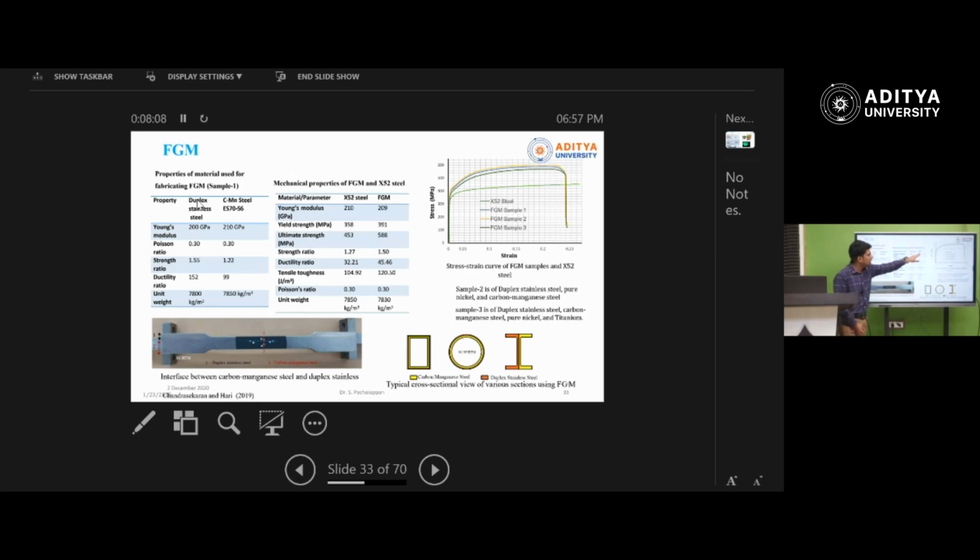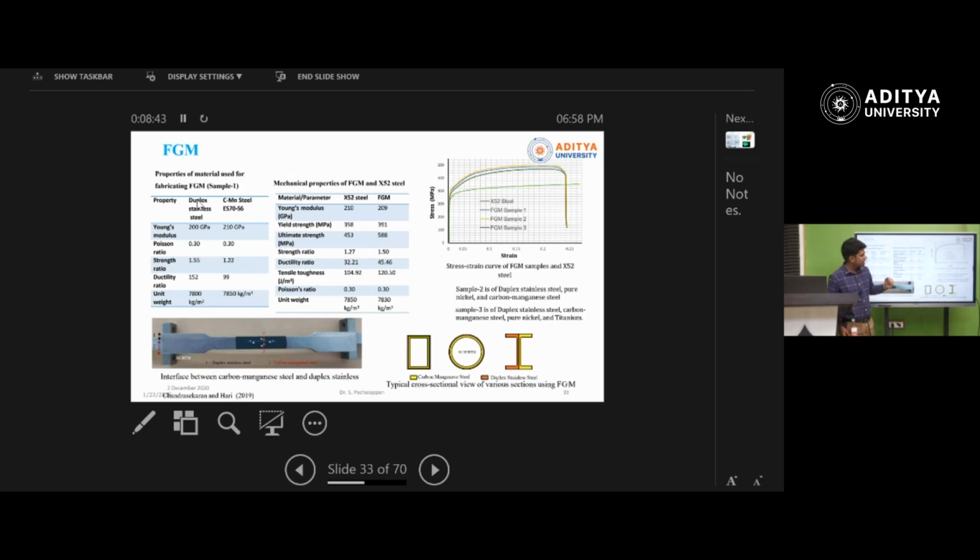You see the third column, FGM, which is compared to X52 steel. This X52 steel is also one of the superior materials, which is prevalently used in offshore structures. But in order to show the superiority of the FGM material, I am comparing with X52 steel. So you can see the yield strength is enhanced, the ultimate strength is 588, strength ratio, ductility ratio, toughness, all parameters are very high compared to even the high performance material.